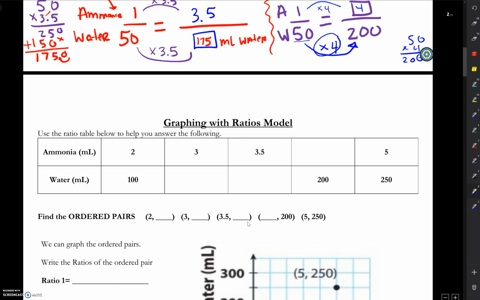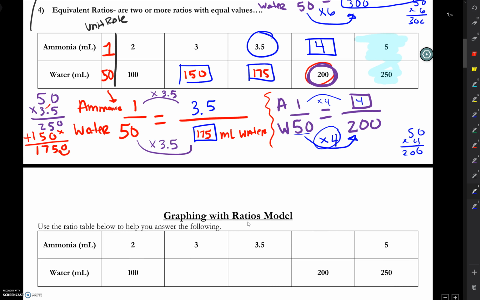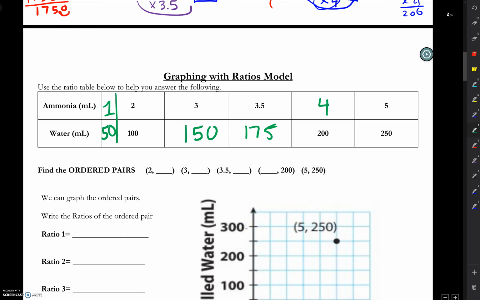Alright, so now we're going to graph the ratios, and we're going to use the table that we did above. So I'm going to put 3 to 150, it's the same data. 3.5 to 175, it's 4 to 200, and I'll even put 1 to 50, just in case we need to have it. And so now we're going to create ordered pairs. If you notice, all I did was all of these numbers that were here, I put them in there. 3, 3, 3.5, 3.5, 200, 200, and so forth.